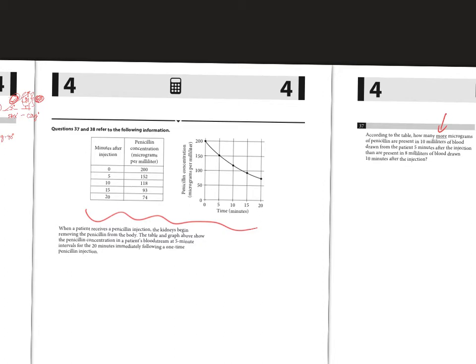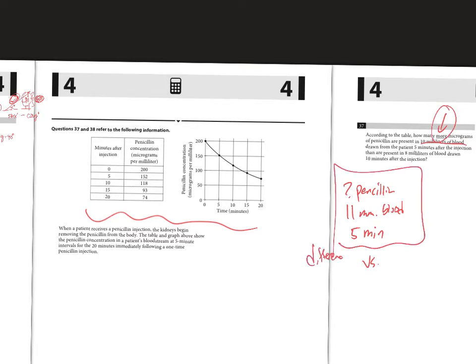So for number 37, we are looking for something about how much penicillin there is. I'm misspelling it, but that's okay. When there's 11 milliliters of blood, and we want it 5 minutes after, and we're comparing it, so the fact that they want more, we have to do a difference. We have to do subtraction. So this is one thing we have to find. And then we're comparing it versus when it's 8 milliliters of blood and it's 10 minutes.